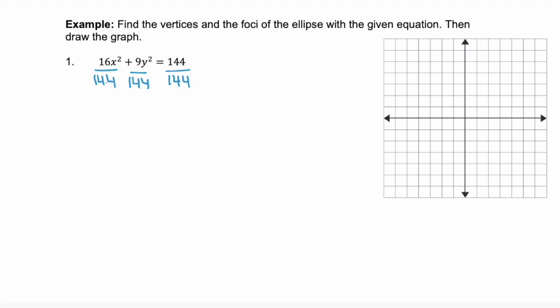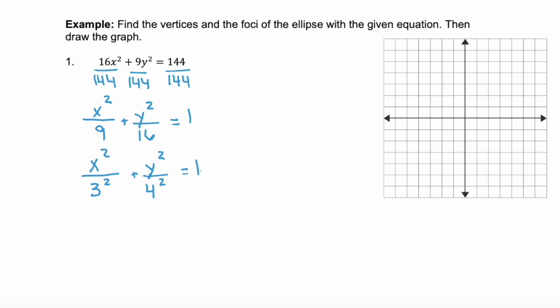16 is a factor of 144. 16 goes into 144 9 times, so this simplifies to x squared over 9. Well, if 16 goes into 144 9 times, 9 is going to go into 144 16 times, so the second term is y squared over 16, and this is equal to 1. To get it into true ellipse format, those denominators should be as squares. So 9 is 3 squared, and 16 is 4 squared.